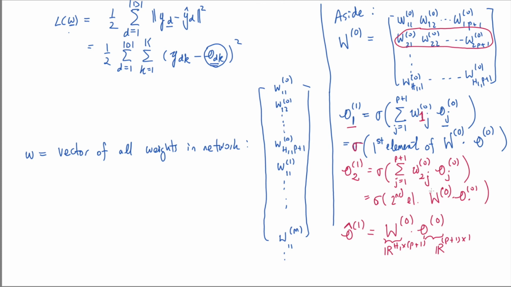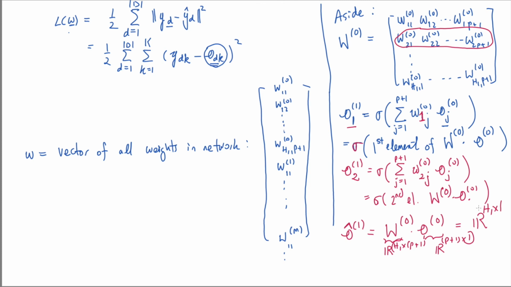Remember, to compute the size of a matrix product, the inner values have to be the same. P plus 1 and P plus 1 have to be the same, otherwise you cannot multiply those two matrices together. And the resulting vector or matrix has dimension equal to the first element here and the second element here, so H1 by 1.